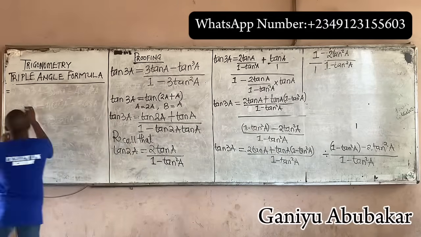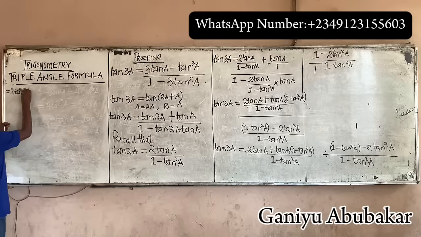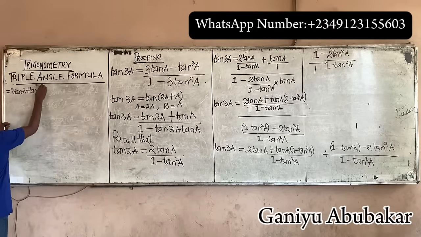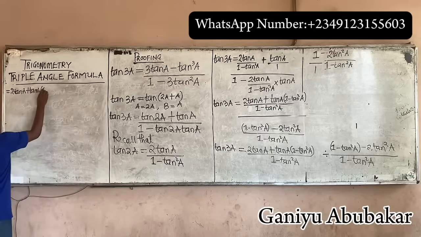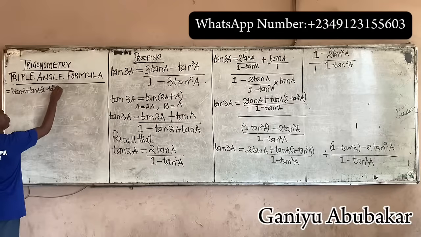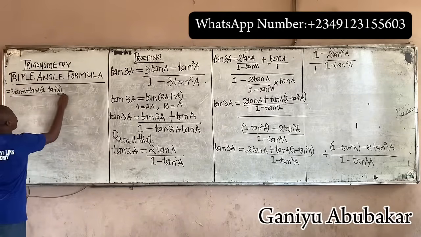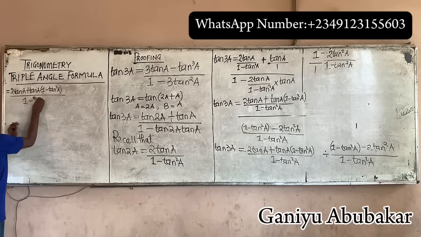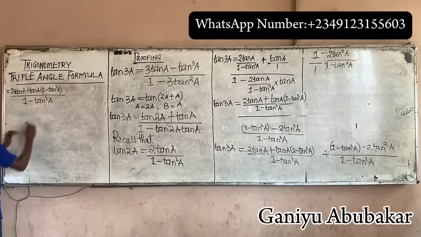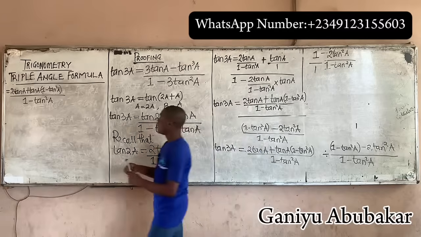So I'll have 2 tan a plus tan a into 1 minus tan squared a, over this one here, all over 1 minus tan squared a. So I have this. By the way, I want to change this division to times. So I have a times.